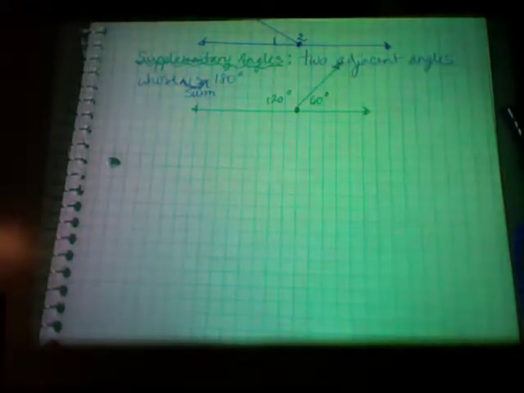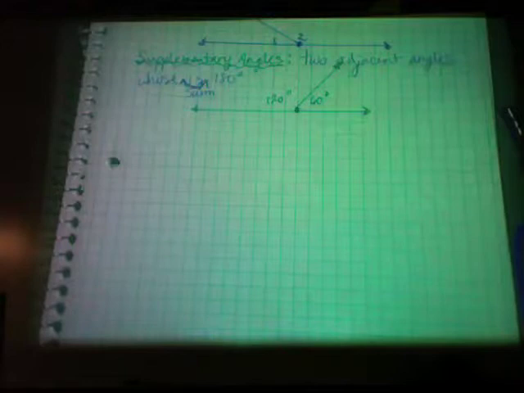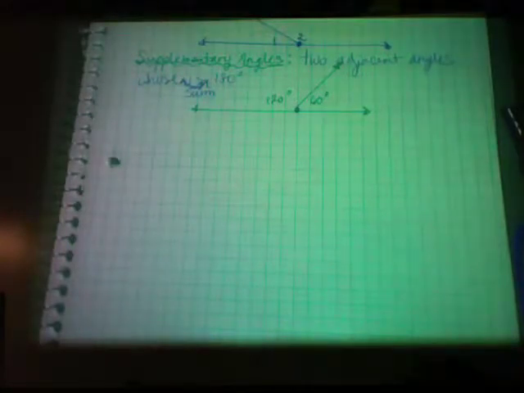So if I told you you have two supplementary angles and one angle is 40, what's the other angle? What are you going to say? 140. If I said I had two angles that are a linear pair, one is x and one is 52 minus x, what are you going to add them up to? Set them equal to 180, right?